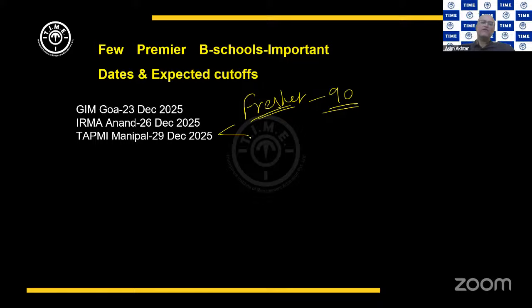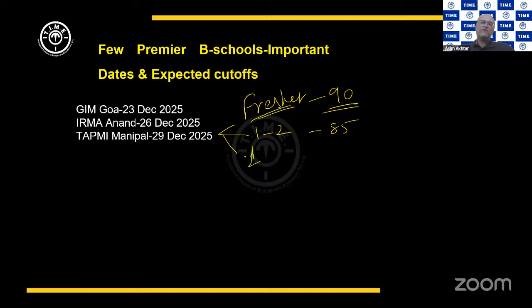If you are somebody who is having a work experience of 1 to 2 years, by the way, when I say fresher, I mean people with less than 1 year of experience. It can be zero also. So if you have 1 to 2 years of experience and you are expecting around 85 percentile, you can consider applying to T.I.M.E.